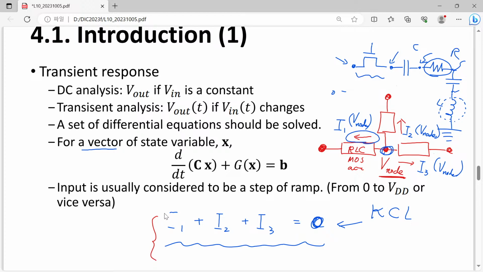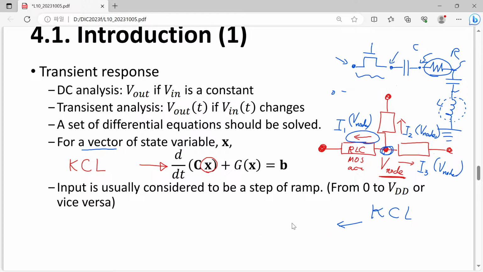Okay, so simply speaking, now I'm returning to this slide once again. What is it? This is nothing but a collection of Kirchhoff's current laws. And what is this x? In many cases, this x vector contains node voltages or inductor currents.